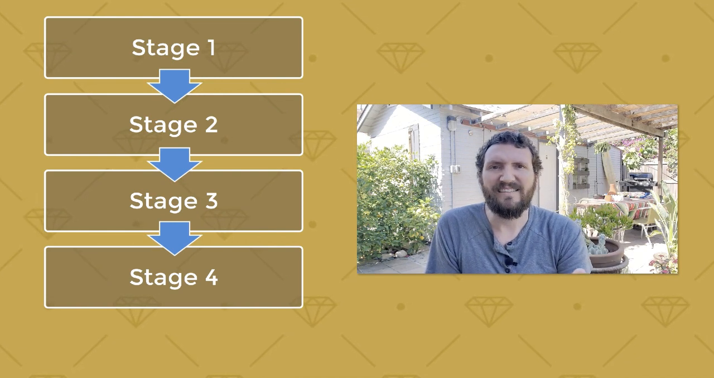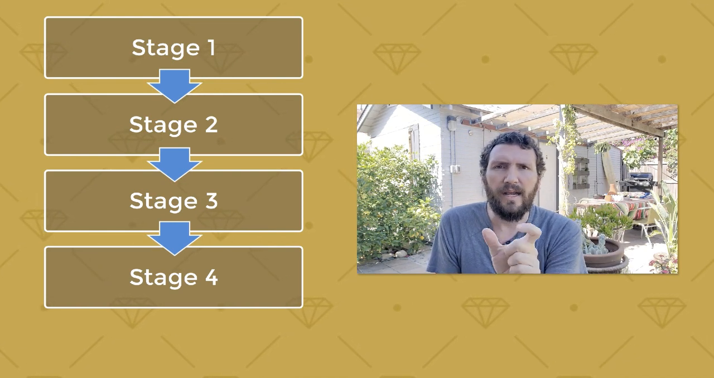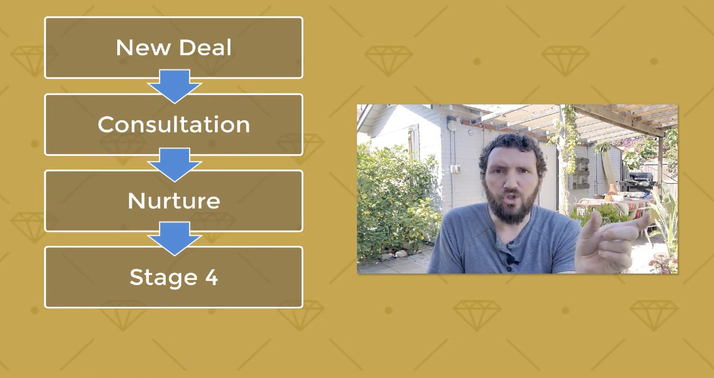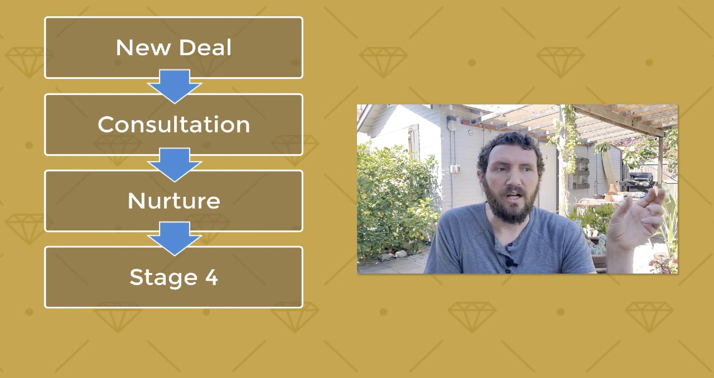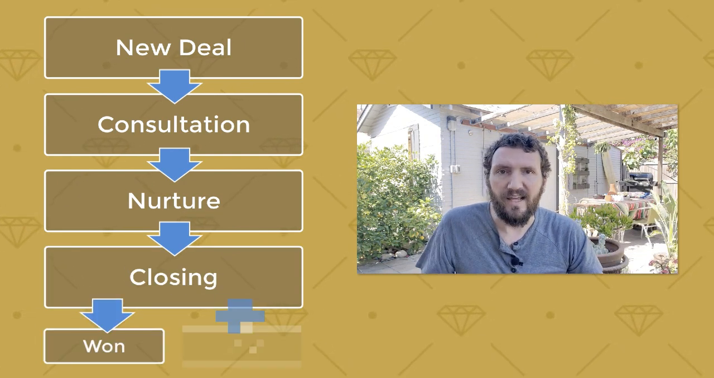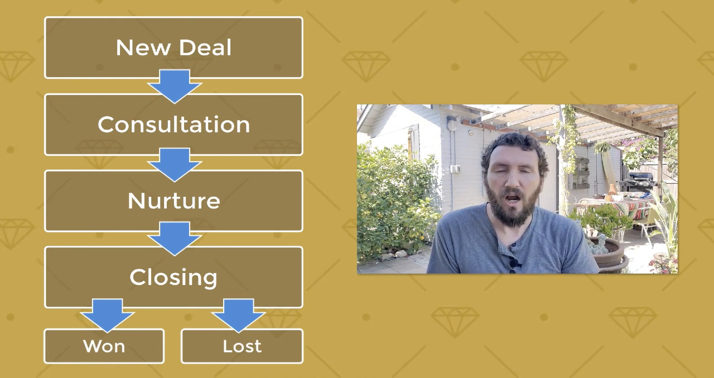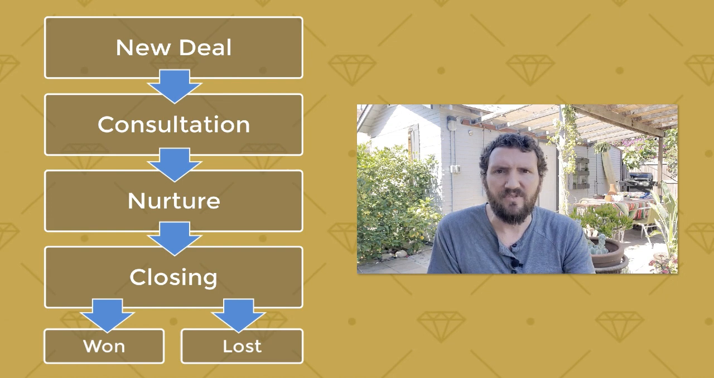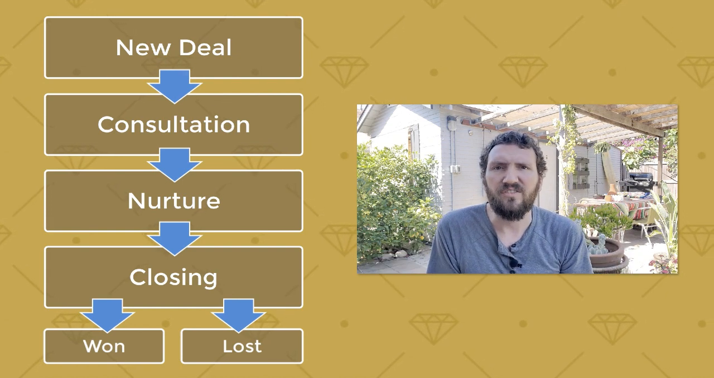So let's say the stages are new deal, initial consultation, then maybe a nurture stage, then a demo or a closing stage, and then a won or a lost stage, right? Your pipeline stages are going to be unique to your business. You can define those and set up the names and the defaults for those stages however you like.